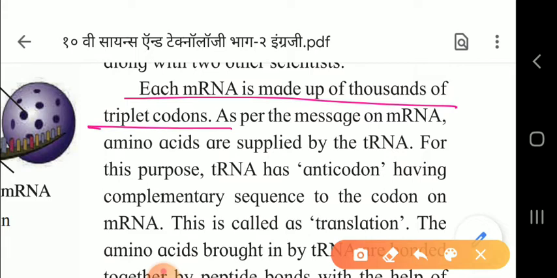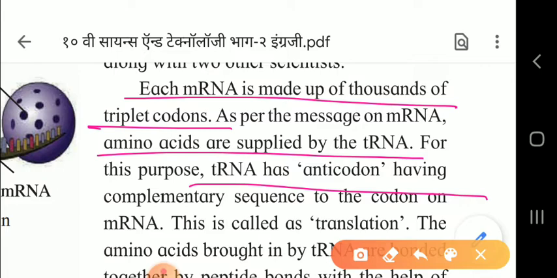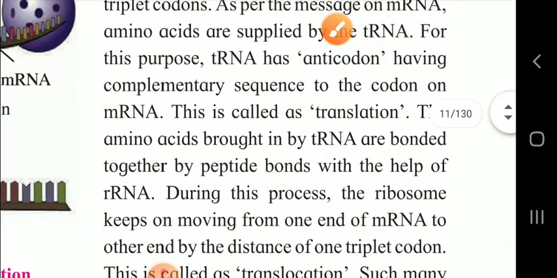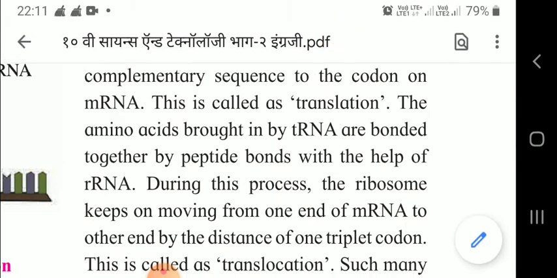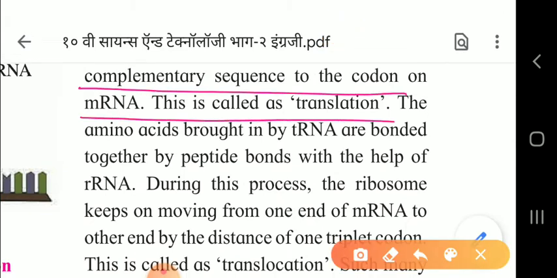As per the message of the messenger RNA, amino acids are supplied by the tRNA. tRNA means transfer RNA. For this purpose, transfer RNA has an anticodon, which has the complementary sequence of the codon in the messenger RNA. Now, this process is called translation. So this is important. You have to note it down. The amino acids brought in by the tRNA are bonded together with the help of peptide bonds, and in that the rRNA is helping. So this point is also important.